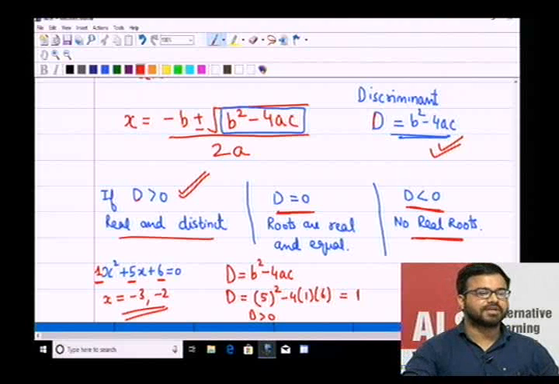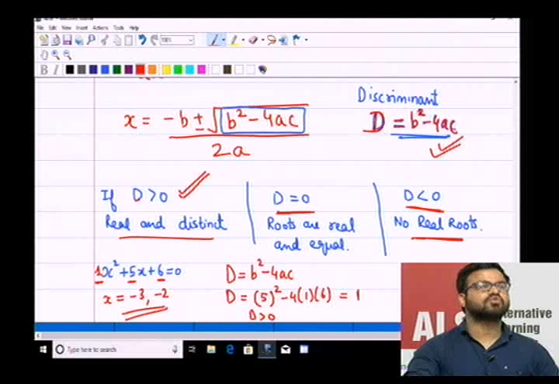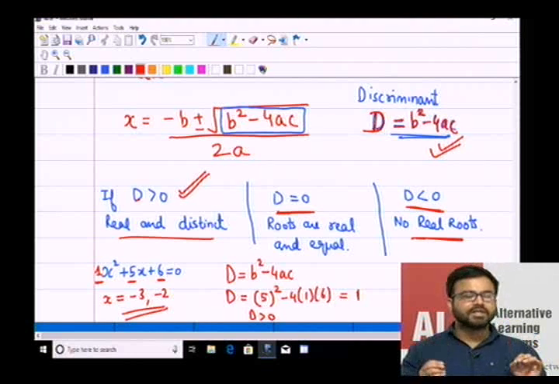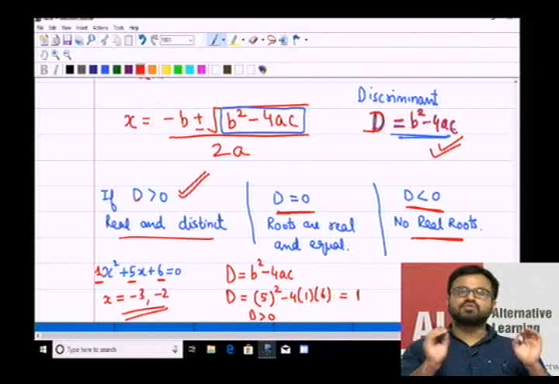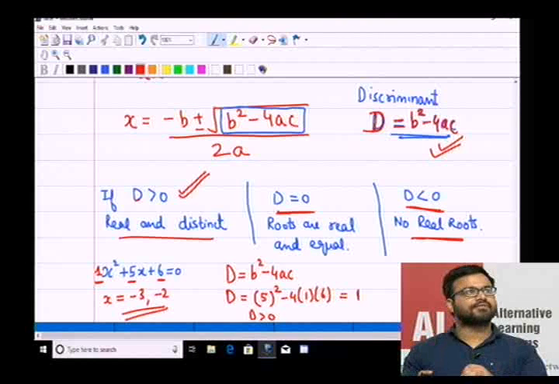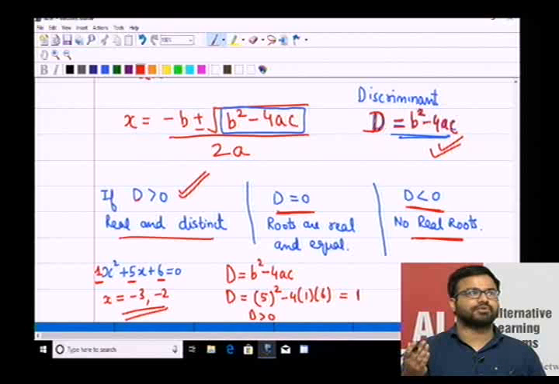discriminant is denoted by capital D, and this is equal to B square minus 4AC. The use of this discriminant is only to discriminate between the roots of the equation, to figure out whether the roots are equal or different, real or imaginary, without solving the quadratic equation.